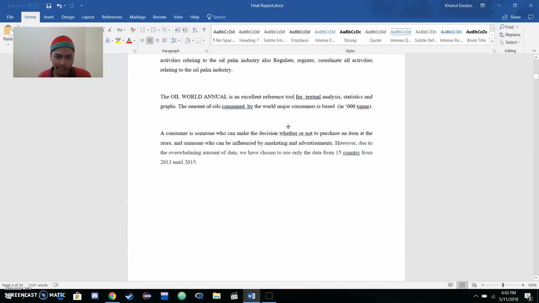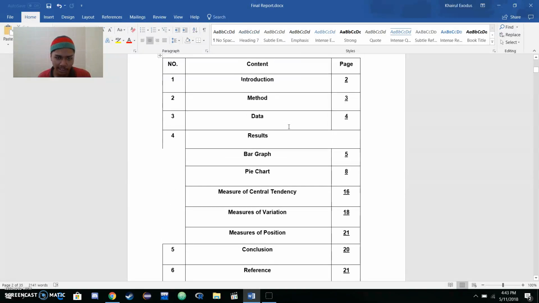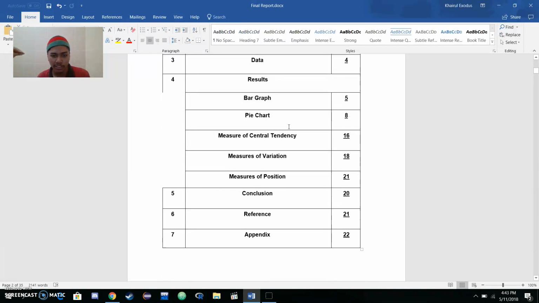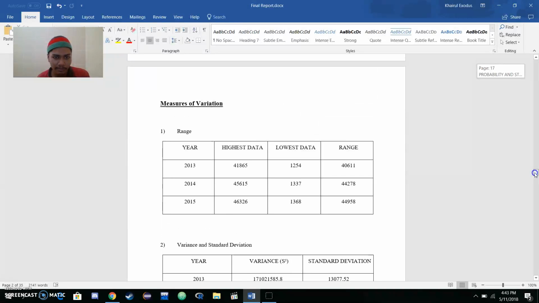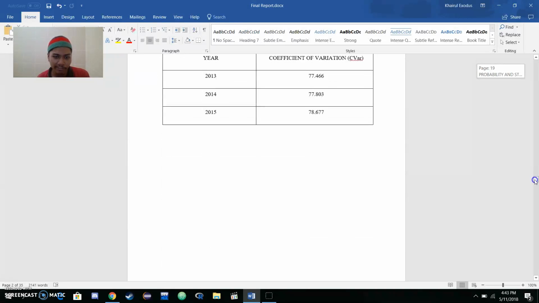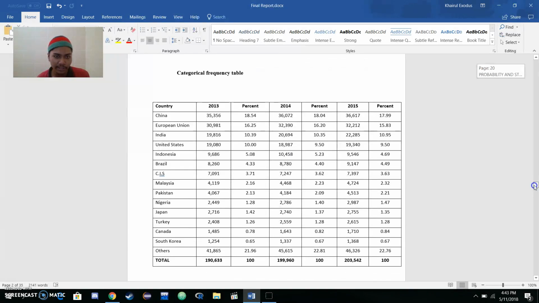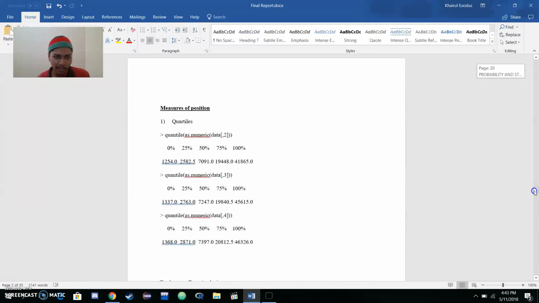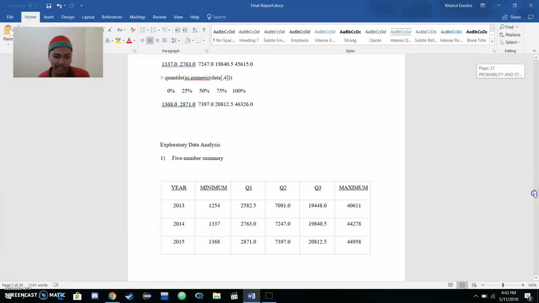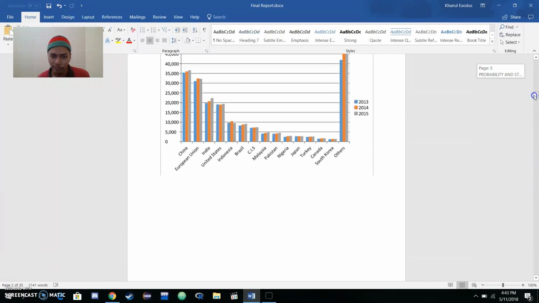For our method, briefly, we did some R coding to produce the bar graph and the pie chart. We also used R coding to find the measures of central tendency, such as the mode, mean, and median, and the measures of variation: the range, standard deviation, and coefficient of variation. We also did a categorical frequency table, and lastly the measures of position, to find the quantiles for each year. Now we will proceed to the data.